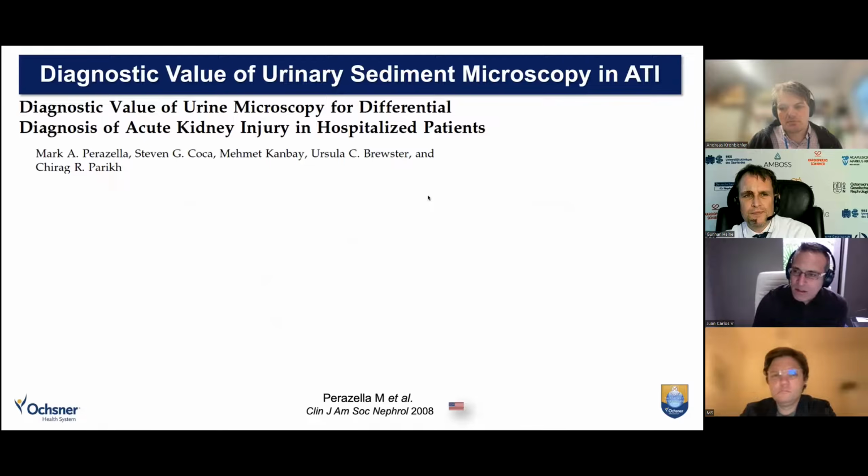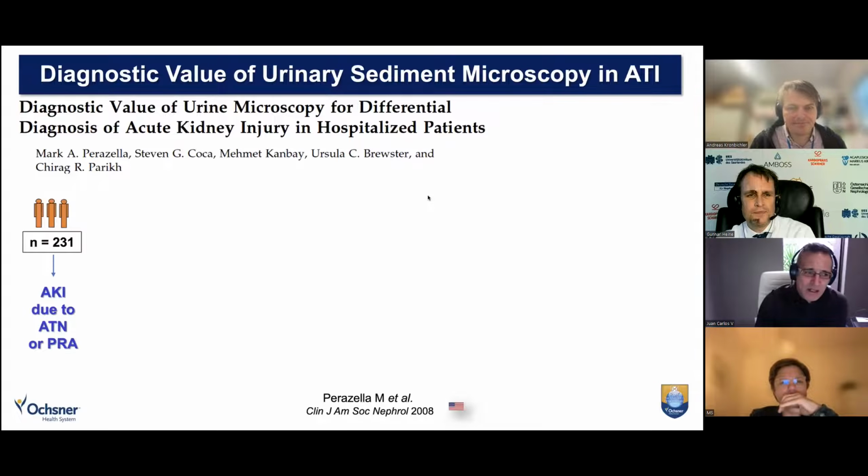So urinary microscopy started having a sort of resurgence when Mark Perazella and his collaborators at Yale published this paper in 2008, where they looked at the diagnostic value of urine microscopy. Up until that time, there were a few reports in the literature, one from Canada and one from India, with a very small number of patients where some benefit was suggested, but it wasn't really rigorously examined. In this study, 231 patients were included that had acute kidney injury.